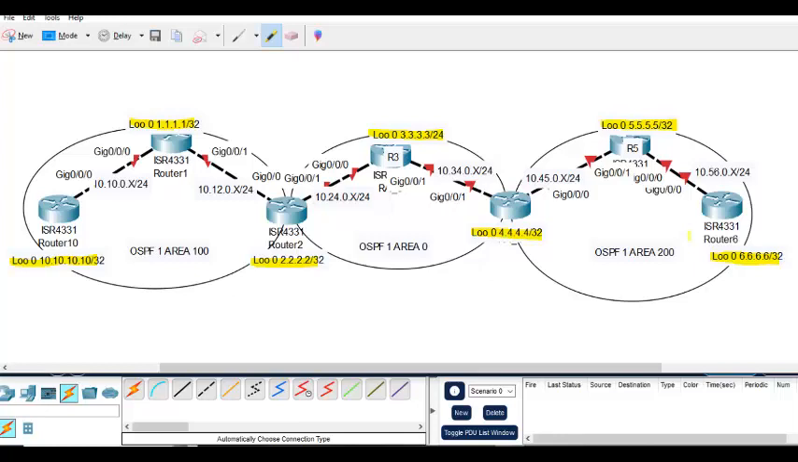For OSPF, router ID is a must. For RIP and EIGRP, it is not. For OSPF, it is a must. Without router ID, OSPF cannot work. Now, this router ID can be assigned in 3 ways.